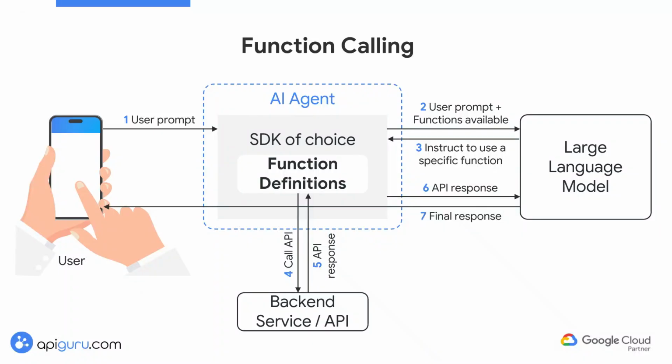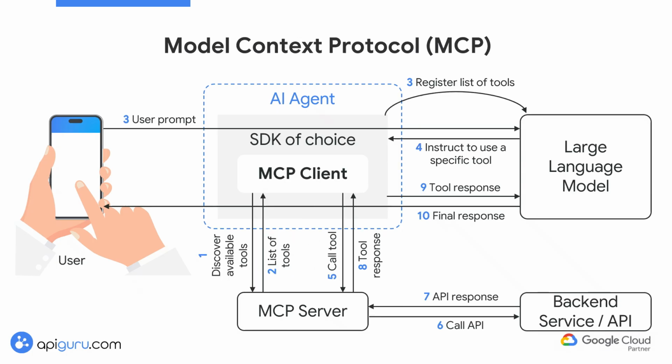So what have we learned? Function calling is a simple and effective approach when you're working with a small number of tools that rarely change. But as your API landscape grows, maintaining those tool definitions quickly becomes a challenge. MCP takes a different approach. Instead of hard-coding tools into the agent, it discovers them dynamically at startup. This makes AI applications easier to maintain, more scalable, and better suited for enterprise environments where APIs are constantly evolving.